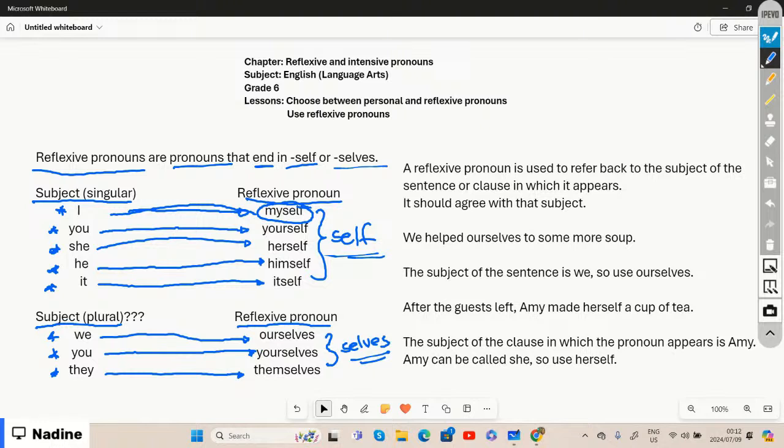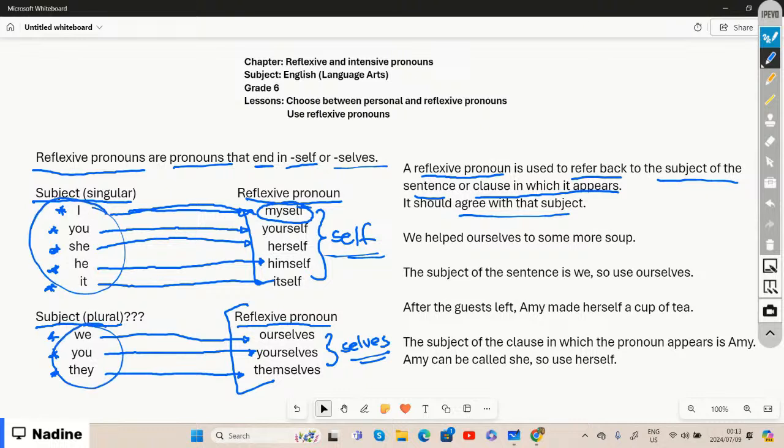So which means that a reflexive pronoun, which is these words over here, needs to refer back to the subject of the sentence or the clause in which it appears, and it should agree with the subject. That is why these reflexive pronouns, myself, yourself, herself, himself, itself, or ourselves, yourselves, themselves, need to refer back to these words, which are the singular subject or the plural subject, depending on who or what they are talking about.